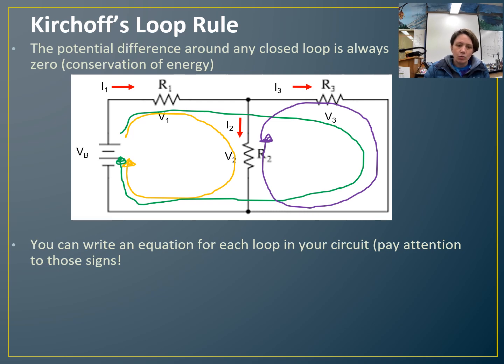Then you're going to write an equation showing conservation of energy for each loop of your circuit. As you're doing this, you do have to pay close attention to what your signs are, and I'll show you that in just a minute.